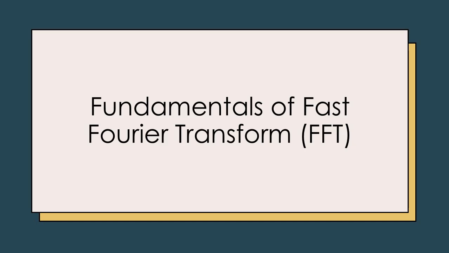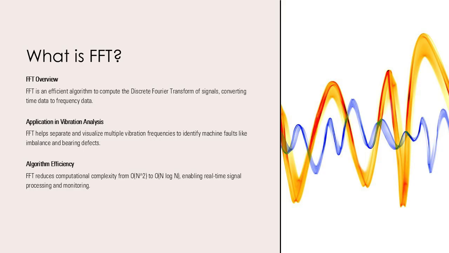Fundamentals of fast Fourier Transform. The fast Fourier Transform, FFT, is a mathematical algorithm that efficiently computes the discrete Fourier transform, DFT, of a signal. It transforms data from the time domain into the frequency domain, enabling engineers to analyze the frequency components of complex signals. In vibration analysis, FFT is essential because machines generate vibrations that are combinations of multiple frequencies.